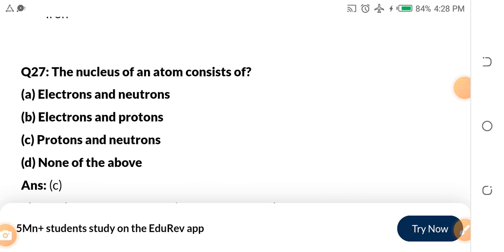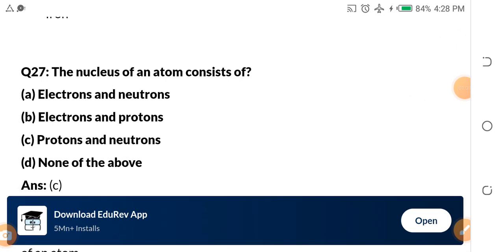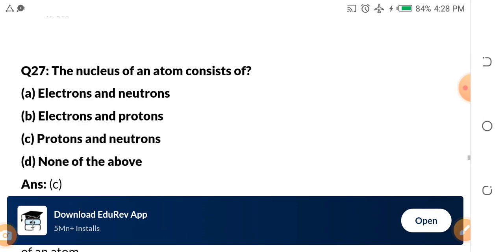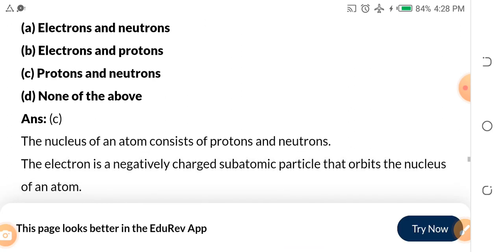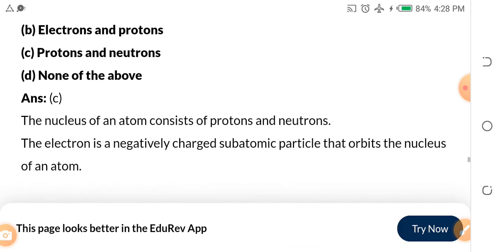Let's dive in immediately. The nucleus of an atom consists of dash. You know the nucleus. The nucleus of an atom consists of dash. A, electrons and neutrons. B, electrons and protons. C, protons and neutrons. D, none of the above. But one of the good things about this material I'm using is I will be explaining as I read out, I will be explaining it to you, right?